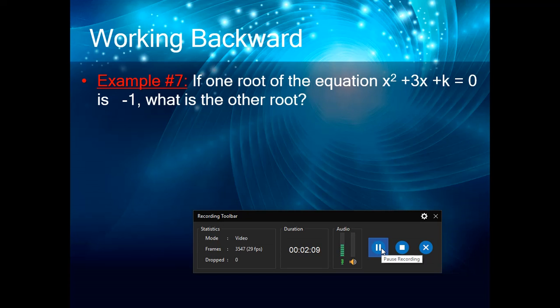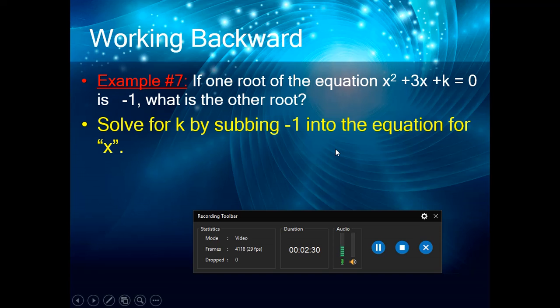For the next problem, we're going to jump to example number 7. It says if one root of the equation x squared plus 3x plus k equals 0 is -1, what is the other root? What they're doing is telling me that x equals -1. So they've partially solved the function. What we're going to do, though, is we need to find the value of k. So we're going to first sub -1 in for x and see if we can solve for k.